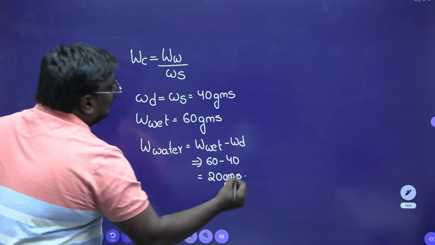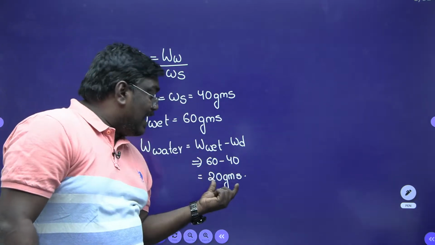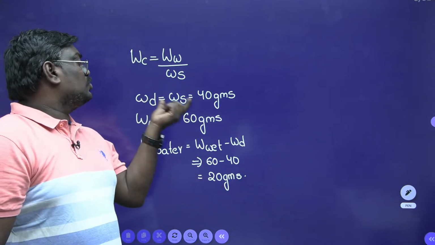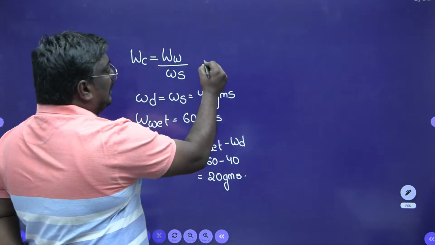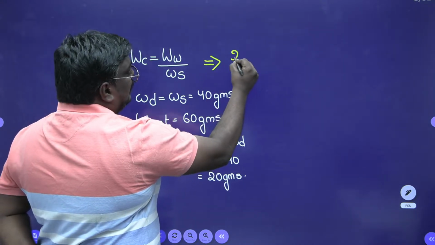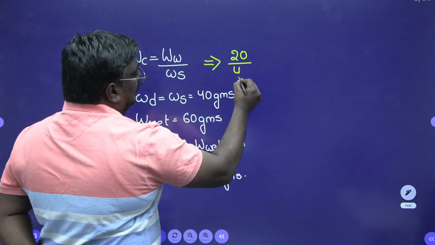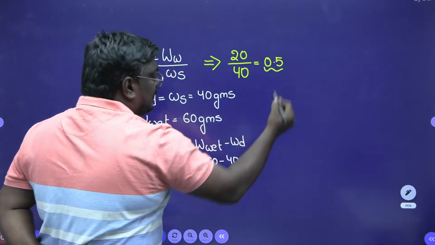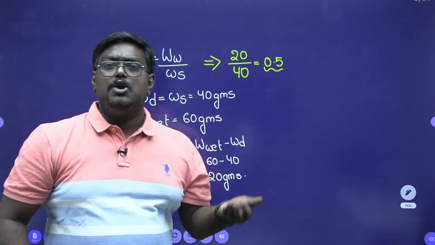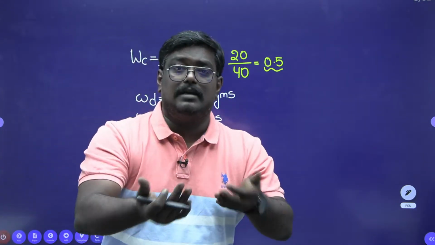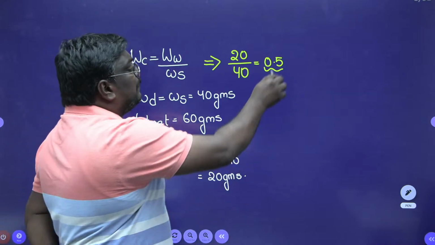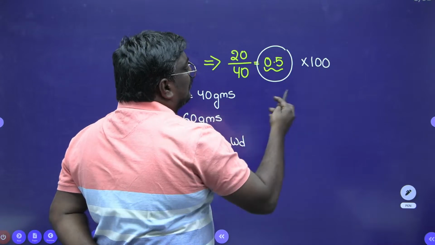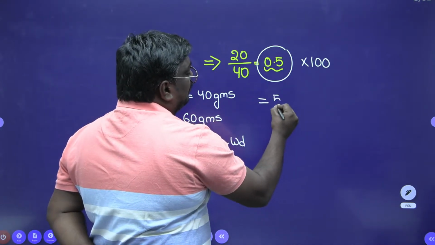So how do you calculate water content? You know the value of the weight of water, that is 20 grams, and you know the weight of solids, that is 40 grams. So here the water content you can calculate as 20 by 40, that will be taken as 0.5. My dear students, if they ask you the value of water content in percentage, you just have to multiply this value with 100. Then you will get a value of 50 percent.